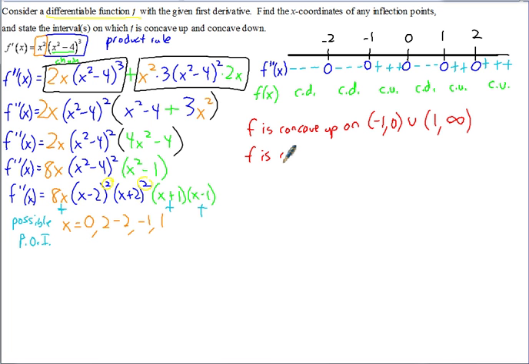And f is concave down on negative infinity. Again, we don't have to stop at -2 because it's 0. So you can do negative infinity all the way to -1, union with 0 to 1. And let's see if our possible points of inflection are points of inflection or not.